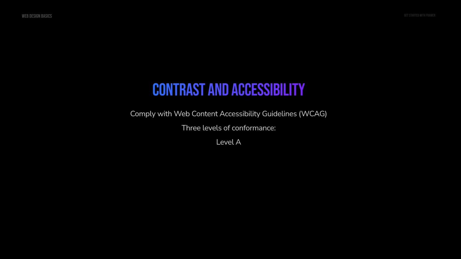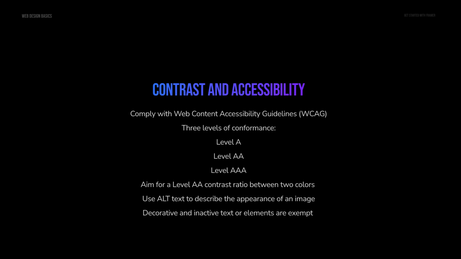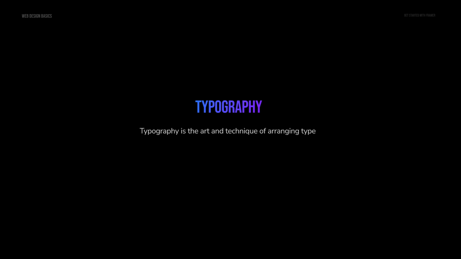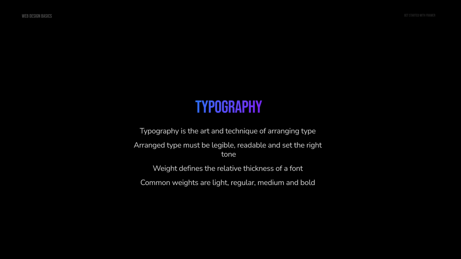And when designing sites, be sure to comply with Web Content Accessibility Guidelines, or WCAG. There are 3 levels of conformance: level A, level AA, and level AAA. When using color, be sure to aim for level AA contrast ratio between 2 colors. And it's good practice to use alt text to describe the appearance of an image, although decorative and inactive text elements are exempt.